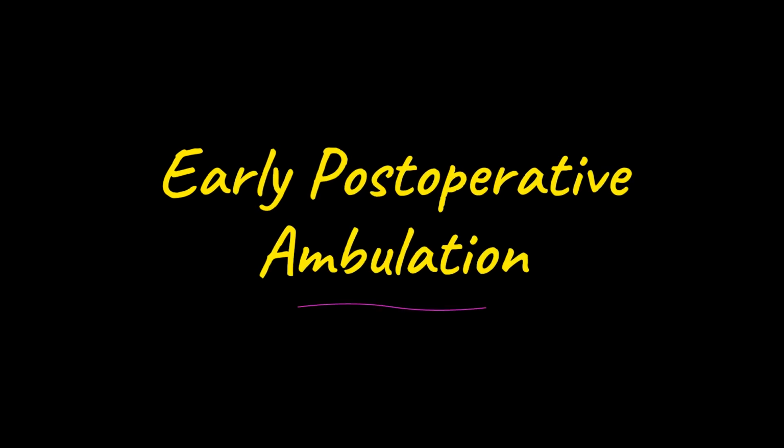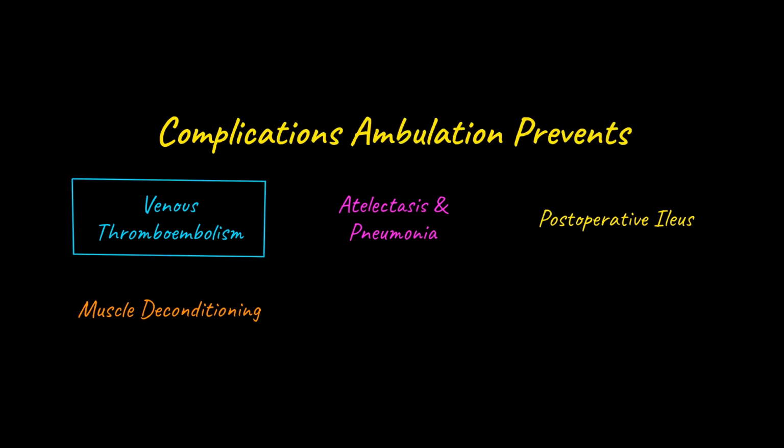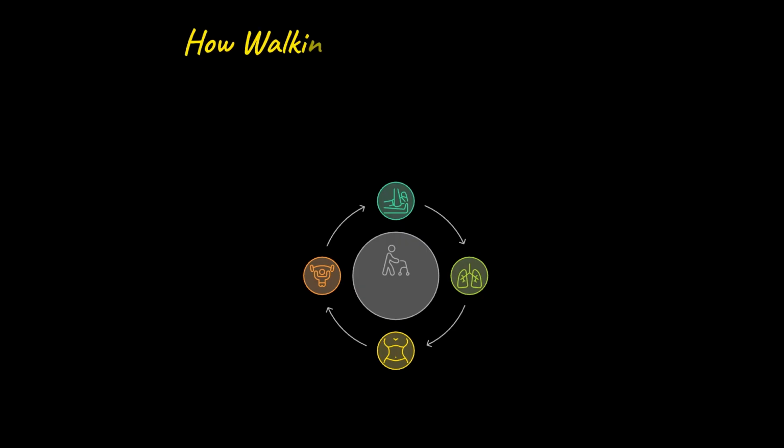Early postoperative ambulation means deliberately getting a stable surgical patient walking within hours of recovery from anesthesia. It sits at the center of modern enhanced recovery protocols because its benefits touch virtually every body system. Prolonged bed rest accelerates muscle wasting, slows bowel return, depresses lung expansion, and produces deep vein thrombosis. Walking prevents all four: venous thromboembolism, atelectasis and pneumonia, postoperative ileus, and muscle deconditioning.